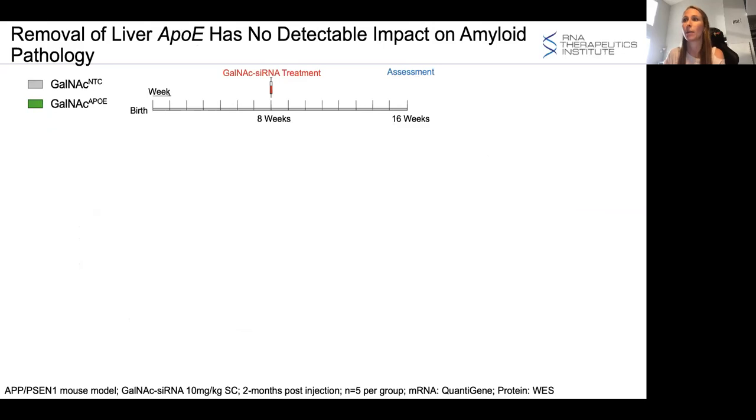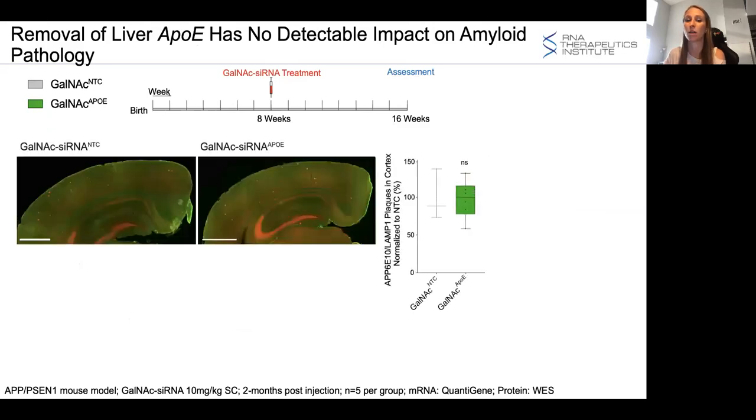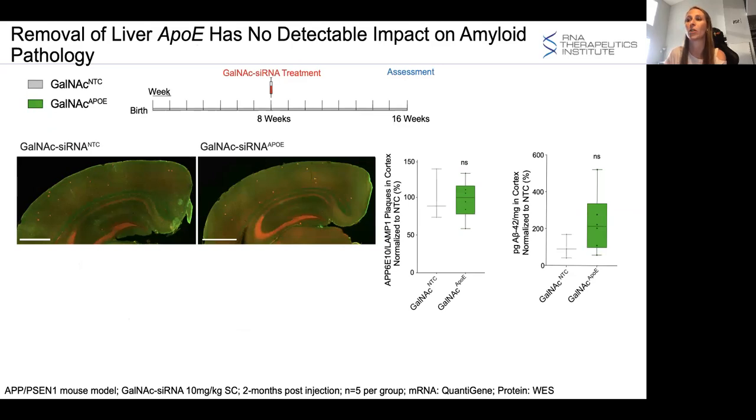In our parallel experiment where we silenced hepatic APOE, we did not observe any differences in amyloid plaque burden or A-beta 42 fragments at the time points tested, suggesting that hepatic APOE is not contributing to pathology at this time point.